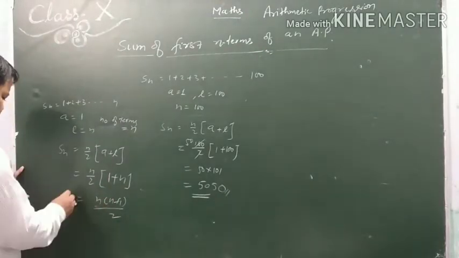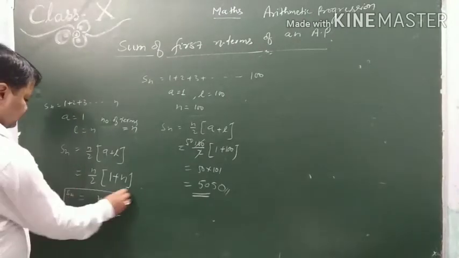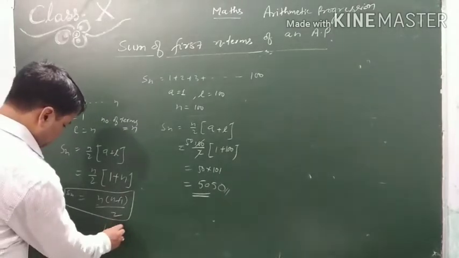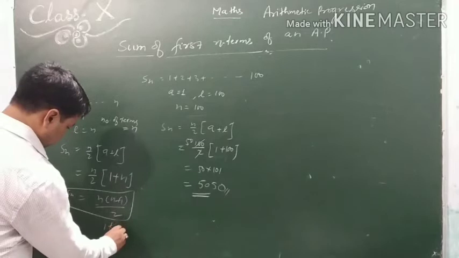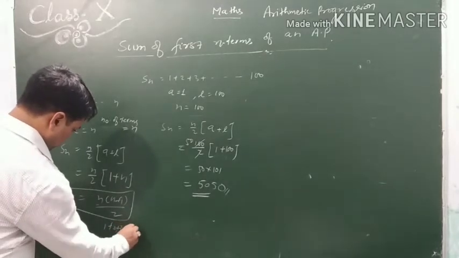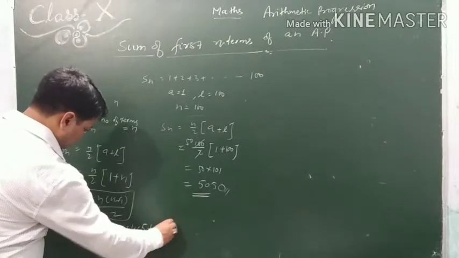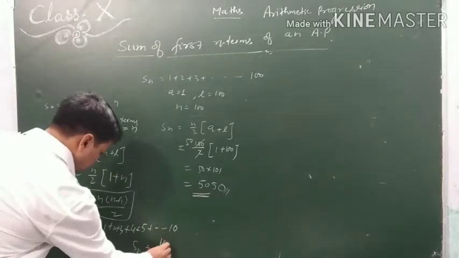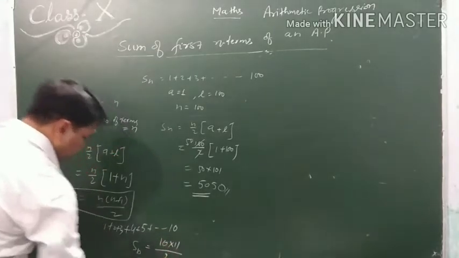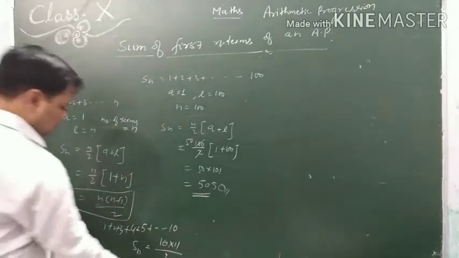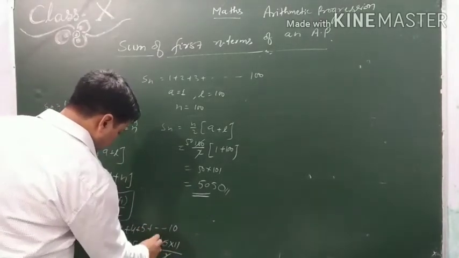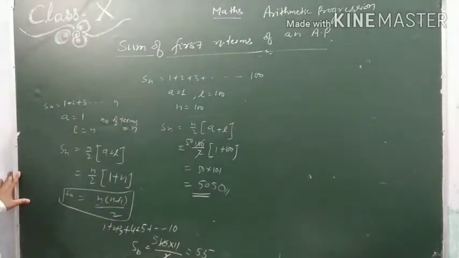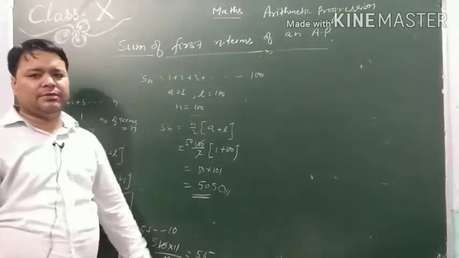When we use this, this is Sn, the sum of the first n natural numbers. It means the sum of 1 plus 2 plus 3 plus 4 plus 5 up to 10. What is the sum of these natural numbers? Then S10 is equal to 10 into 11 by 2. 10 divided by 2 is 5, and 5 times 11 is 55. If you add here, then it will be simply 55.